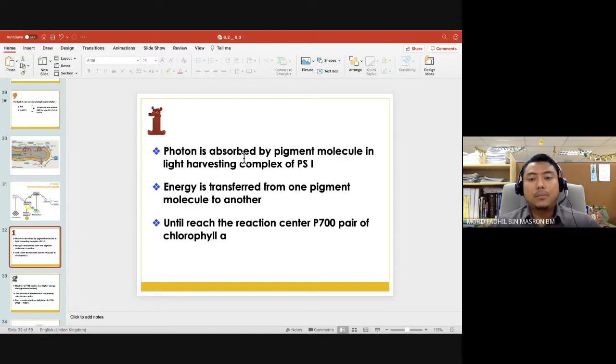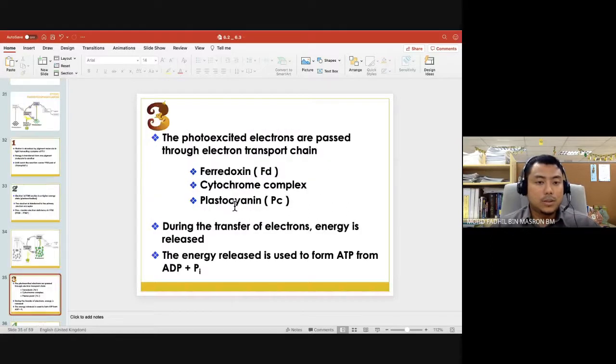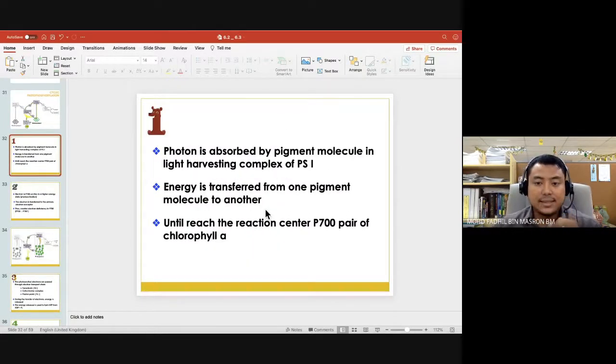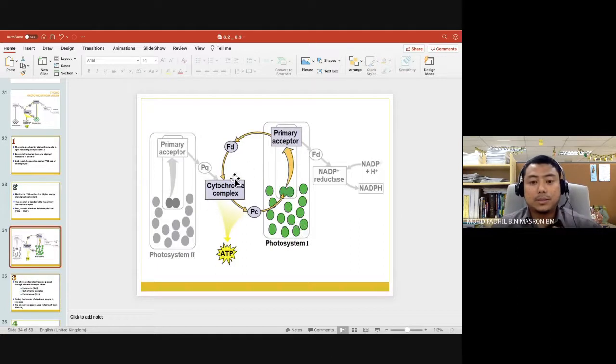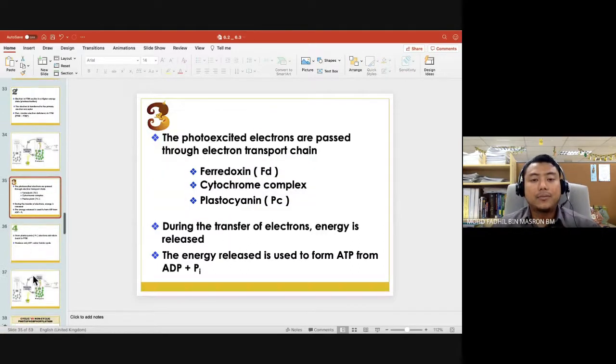Photon is absorbed by pigment molecule in the light harvesting complex of PS1. Sama je, similar. Energy is transferred from one pigment molecule to another until it reaches the reaction center of P700, a pair of chlorophyll a. Electron in the P700 excites to a higher energy level. We call this process photoactivation. The electron is transferred to the primary electron acceptor, thus creating the electron deficiency, okay, menjadi P700 plus.